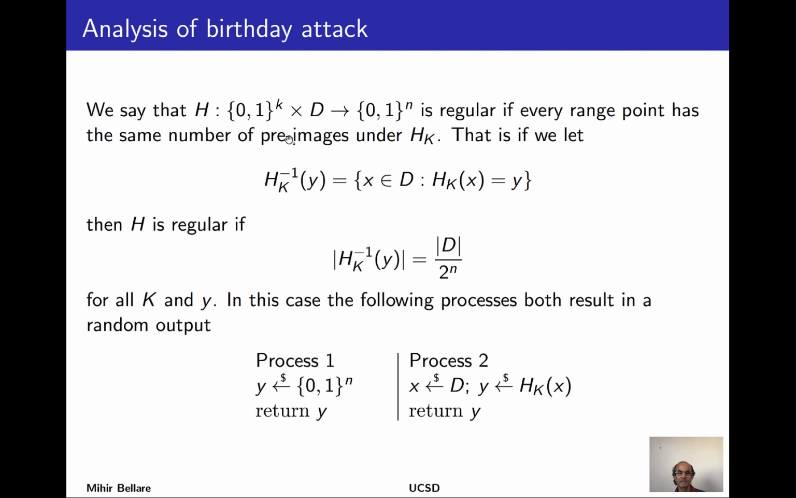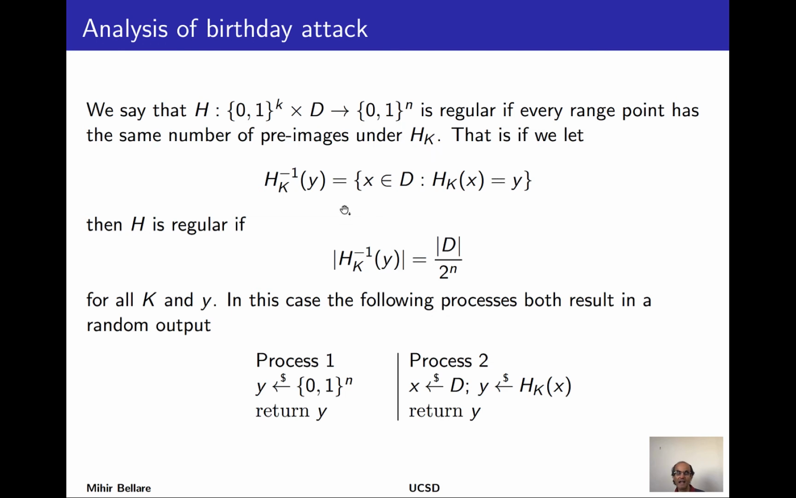So let's go back to our hash function, which draws its inputs from this set D. And I'll make a definition under which I call this regular if the following is true. Whenever I have a point in the range, it will have a certain number of pre-images under h_k once I've fixed a key k.